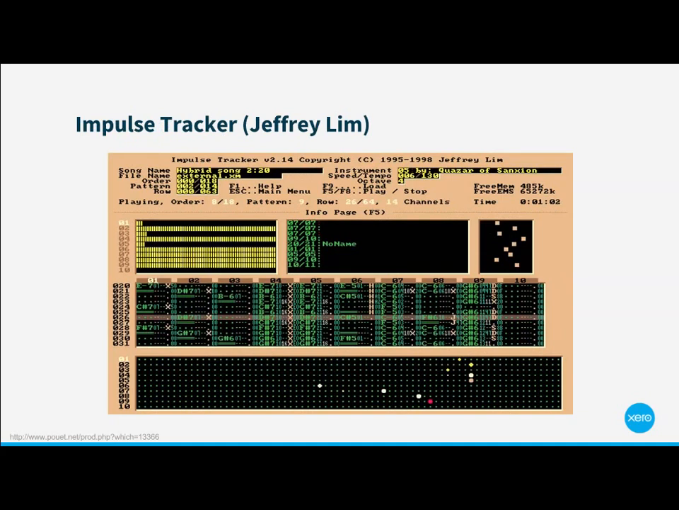This is one by an Australian who was saddened by Screen Tracker no longer being in development, decided to write his own from scratch in assembly language. And you can still get this around. These are all sort of free. This one's gone open source now.